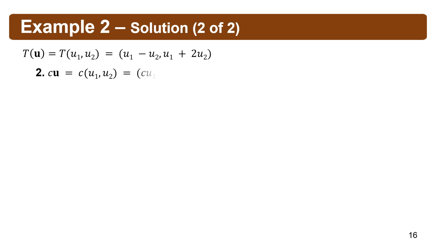So CU. Let us multiply first the scalar to the vector. So that's CU sub 1 and CU sub 2. All right, so then let us apply now the transformation. So the first component is CU sub 1. That's the first component. And the second component is CU sub 2.